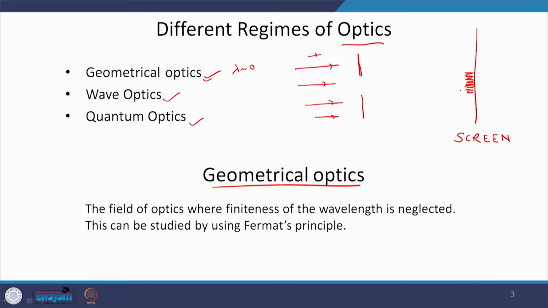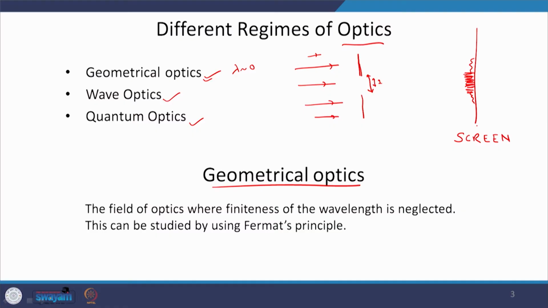Now, if you start reducing the size of this opening, then this bright spot will extend into the shadow region here. The extension of this bright spot into the shadow region is what we call diffraction, and this phenomenon is neglected in geometrical optics. We do not consider diffraction here, and we consider light as a ray. The finiteness of the wavelength is neglected, and therefore geometrical optics is defined as the field of optics where the finiteness of the wavelength is neglected.